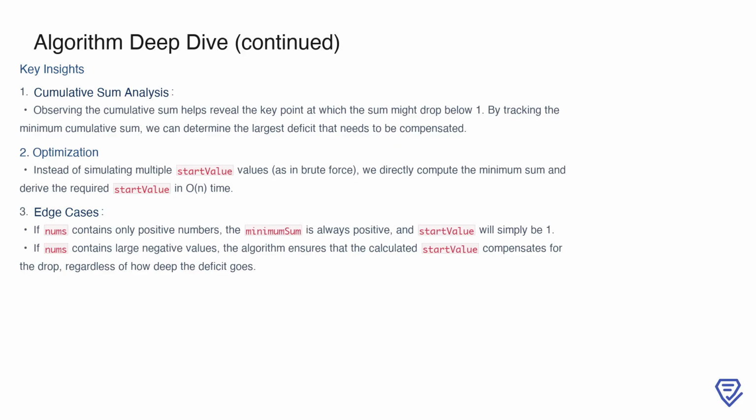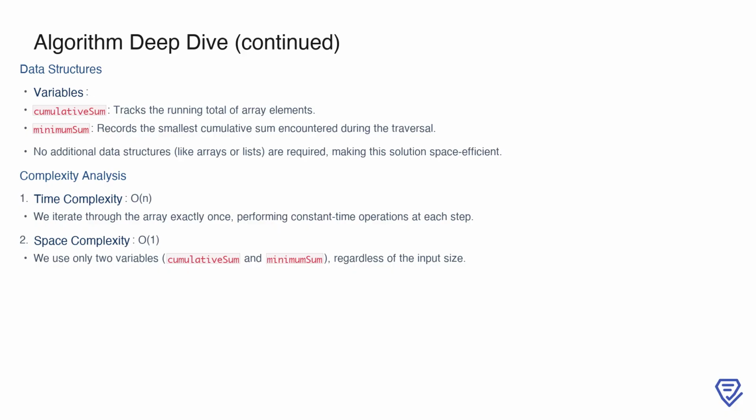Additionally, the algorithm handles edge cases gracefully. For example, if the array contains only positive numbers, the cumulative sum will always remain positive, and the start value will simply be 1. On the other hand, for arrays with large negative values, the algorithm ensures that the calculated start value compensates for any deficit, no matter how large. In terms of implementation, the solution is both simple and space efficient.